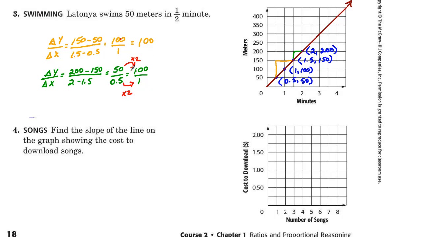And I always want to get back to that unit rate. My slope is always something out of 1. Well, actually here at the bottom, this is how I did it. I did 0.5 times 2 to get to 1. So then I had to do 50 times 2 to get to 100. So whichever one of those you used, here is what your sentence would be. LaTanya swims 100 meters per minute. So write that down and then come back and I will give you my answer to number 4.